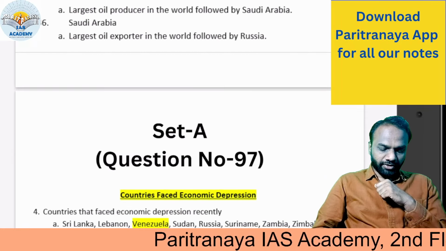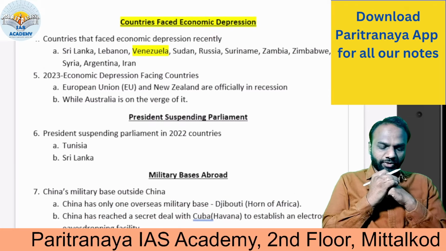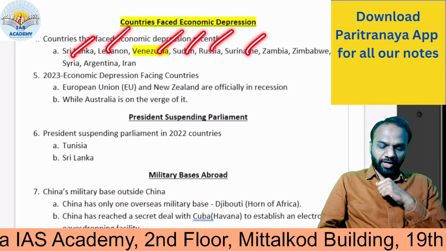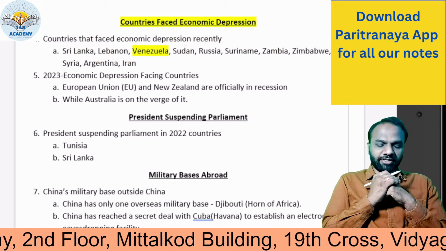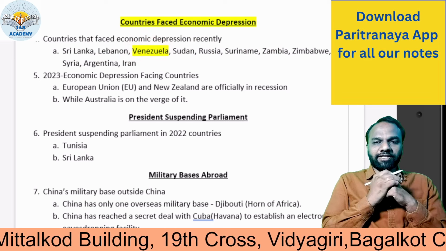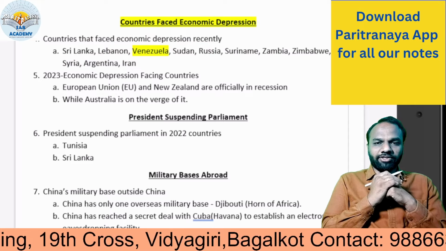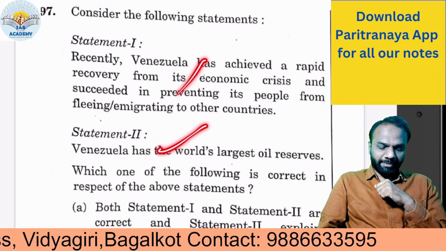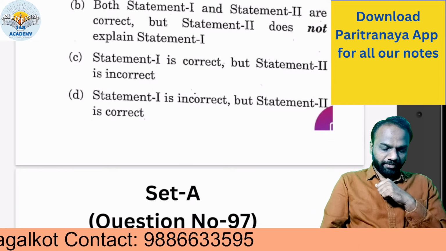So here in our notes, I have prepared countries facing economic depression or severe economic crisis. If you look at the list, there are various countries: Sri Lanka, Lebanon, Venezuela, Sudan, Russia, Suriname, Zambia, Syria, Argentina, Iran. Based on current affairs, we have prepared this list of countries which faced economic depression. Among them, Venezuela is one. So we understand that Venezuela was under a serious economic crisis, and a sudden recovery is not possible. So we conclude that statement 2 is correct, but statement 1 is wrong. So the correct answer for this question is option D.